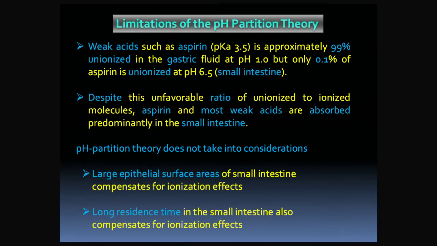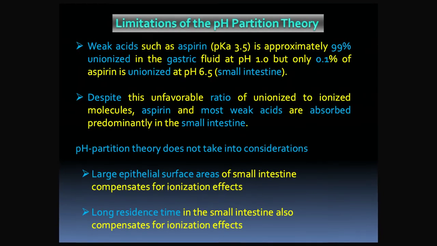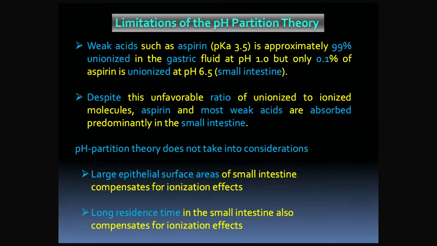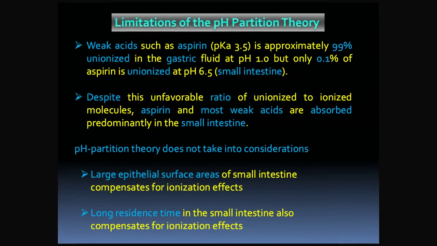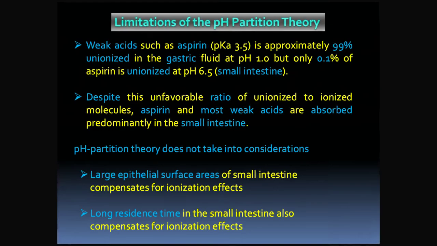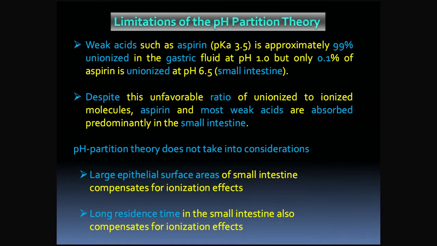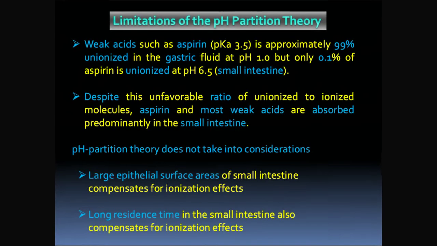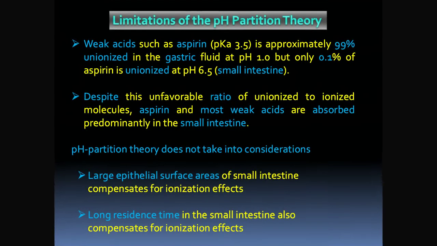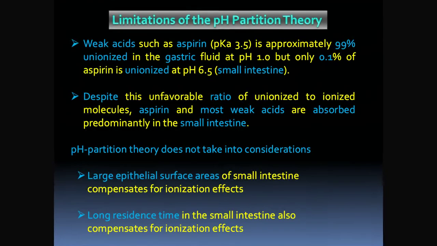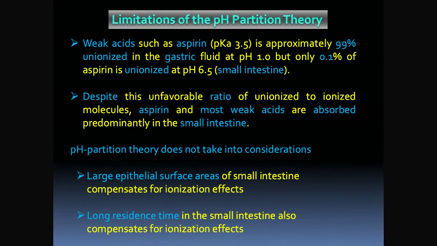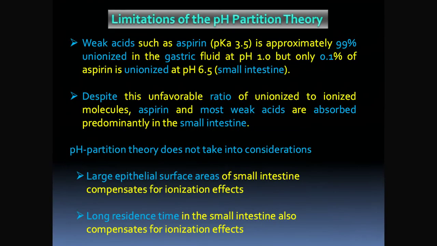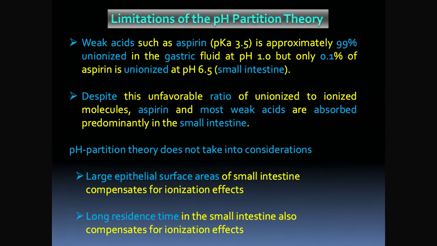By applying the Henderson-Hasselbalch relationship to aspirin with a pKa of 3.5, we find that while 99% is unionized in the acidic stomach at pH 1.0, this neutral fraction drops to a negligible 0.1% in the small intestine at pH 6.5. This presents a paradox. Why does most absorption occur in the intestine despite such an unfavorable ionization ratio?